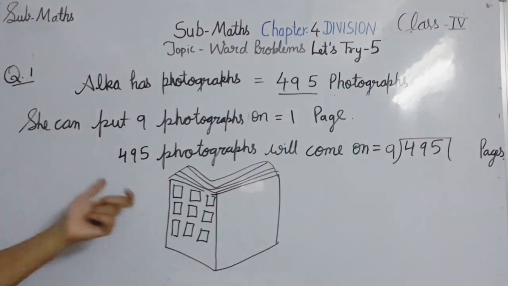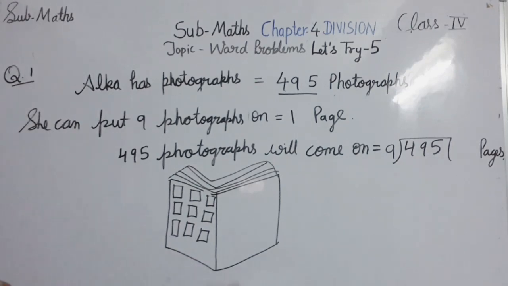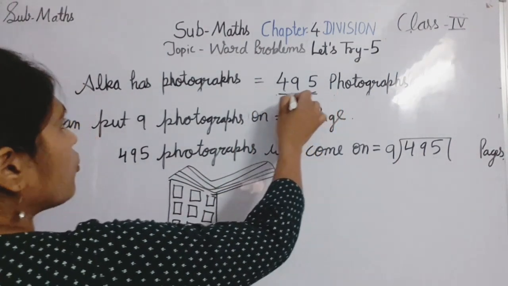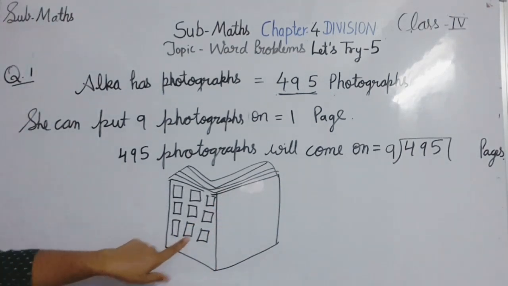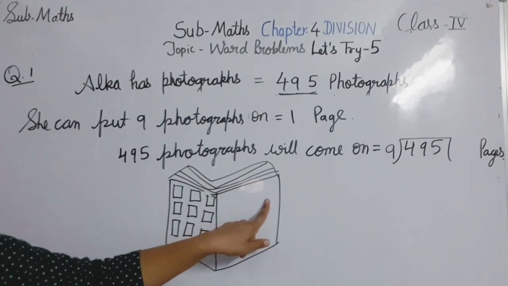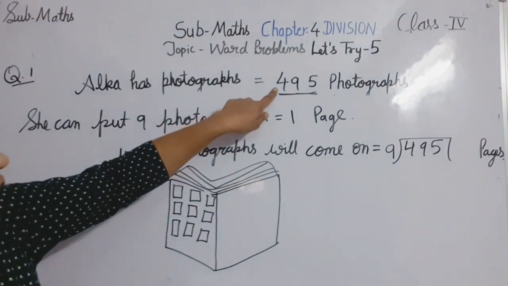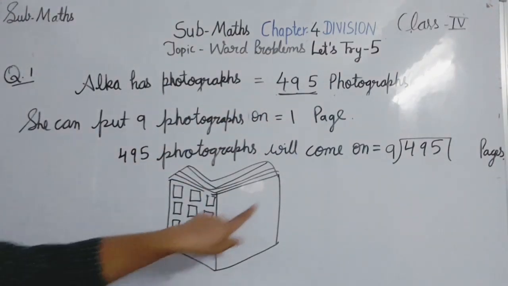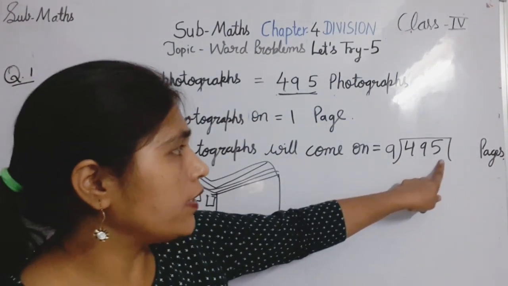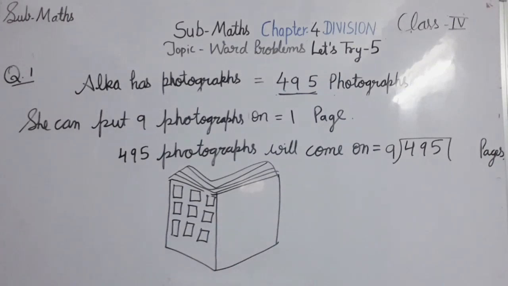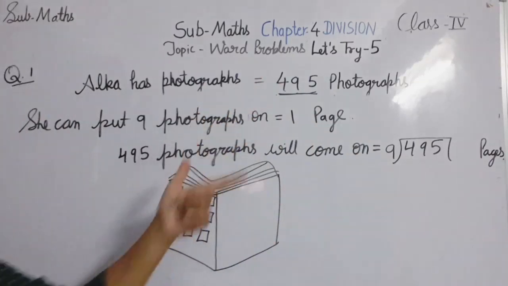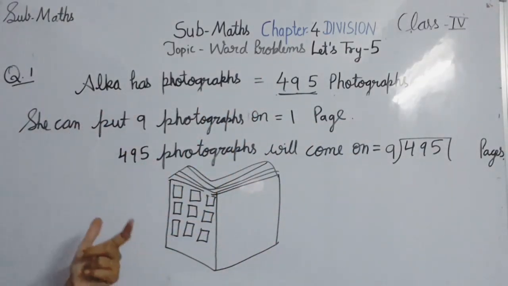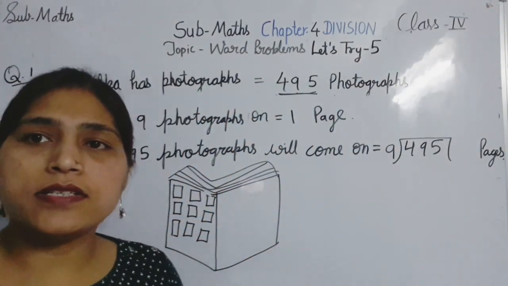So to solve this, what do we have to do? We have to divide these 495 photos equally in parts of 9, because in each sheet we are pasting only 9 pictures. So this number we have to equally divide by 9. So what we will do: 495 divided by 9. Solve this. Division you have to do on your own. I will explain what the problem is and what you have to do in the problem. So let's see the next one.